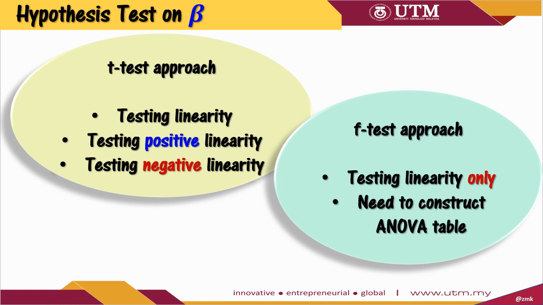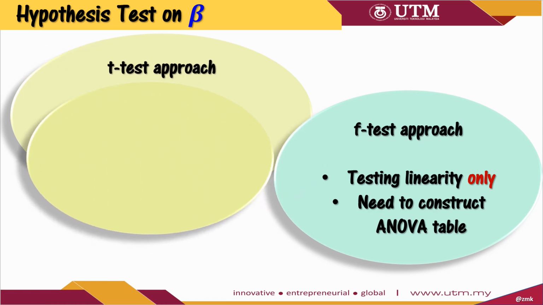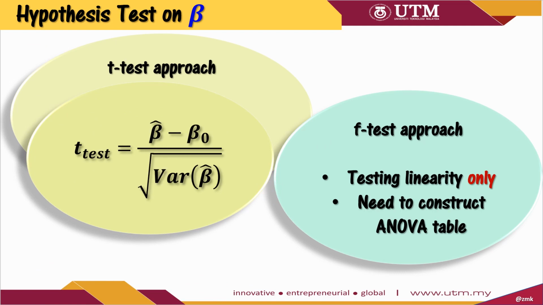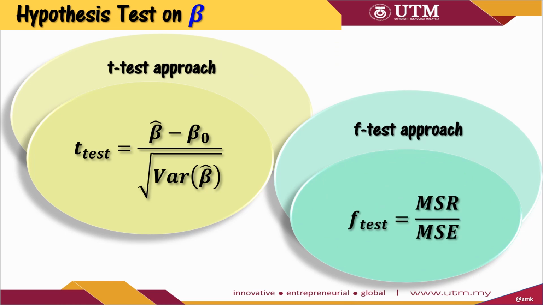Back to using the t-test approach, the t-test statistic is given by the difference between beta hat and the value of beta under the null hypothesis H0, denoted by beta naught, divided by the standard deviation of beta hat, where you can find this formula in the statistical table booklet. Whereas the f-test statistic is simply given by the ratio of mean square due to regression, denoted by MSR, to the mean square error, MSE. We'll look at these two approaches in detail in the subsequent slides.